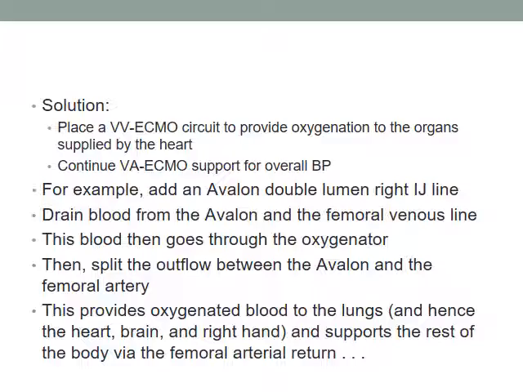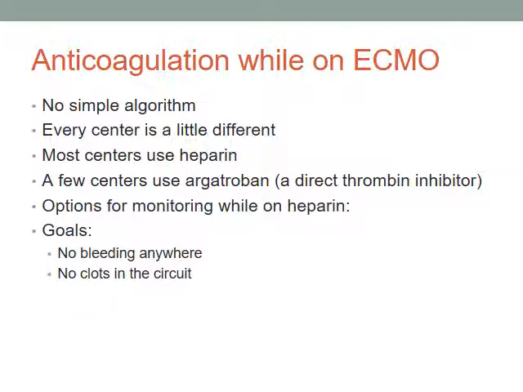And then very briefly, I'm going to talk a little bit about anticoagulation when we're done. And anticoagulation on ECMO, there is no simple algorithm. When I first started, I wanted somebody's algorithm from their program. And nobody would send me anything. They just tell me what they measured. And the reason is nobody has an algorithm. Every center is a little different. Most centers use heparin. A few centers use argatroban, which is a direct thrombin inhibitor. But we use heparin unless we have a contraindication.